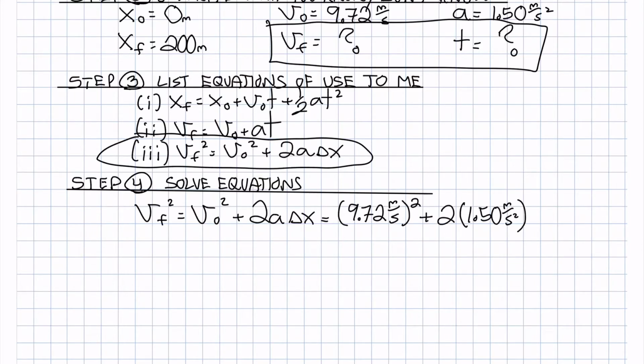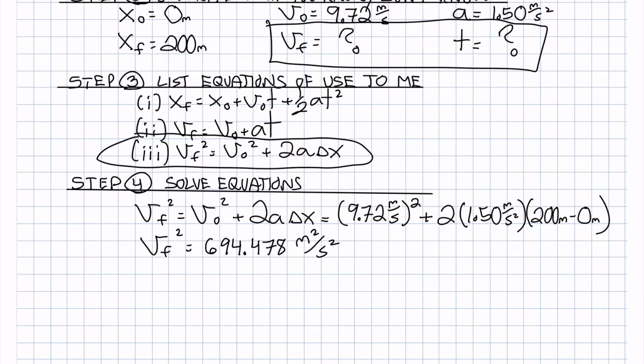So now the next step is to put the numbers in. And just notice that delta x is x final, take away x initial, which is why it's 200 minus 0. And if we do that, we come up with an answer for VF squared, plugging into our calculator, of 694.478 meters squared divided by second squared.